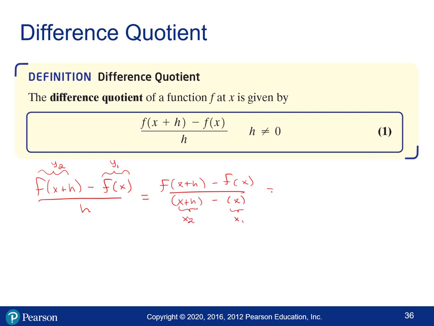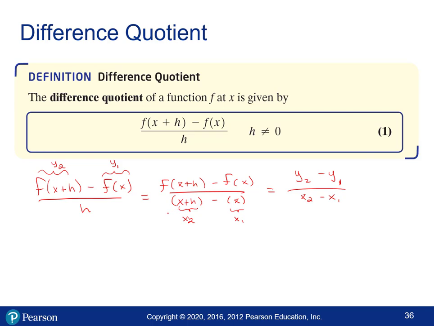And so take a look at what you have here. On top, you have a y minus another y. On bottom, you have an x minus another x. This should look familiar, I hope. This is your slope formula. So this is giving us, at this point, an average rate of change of our function.